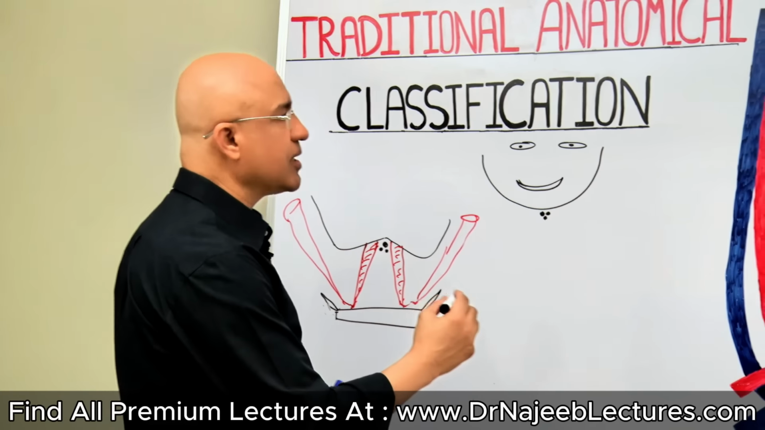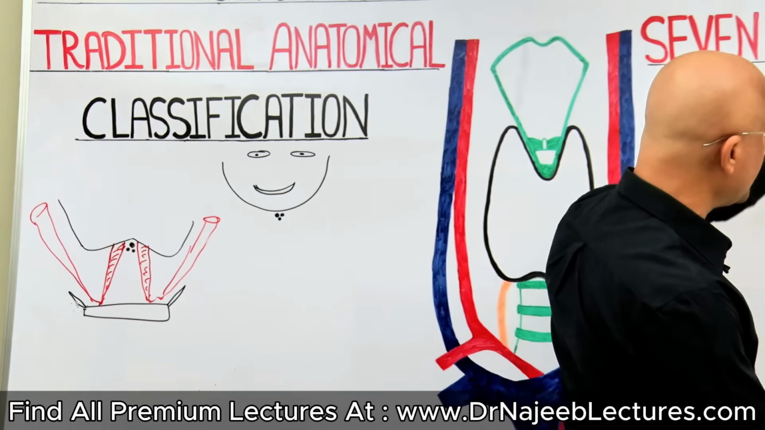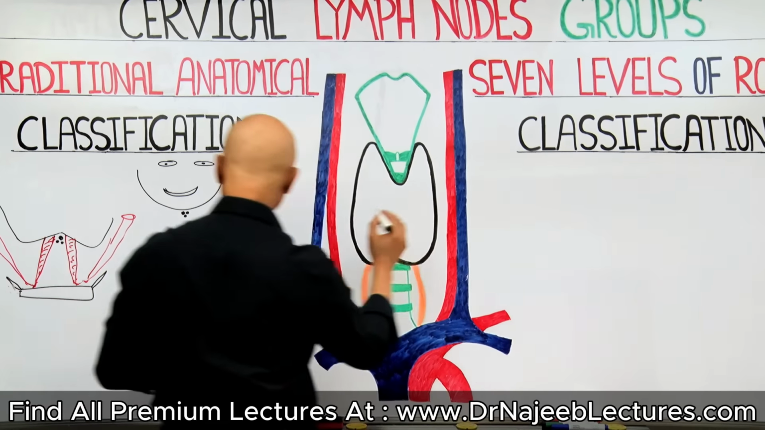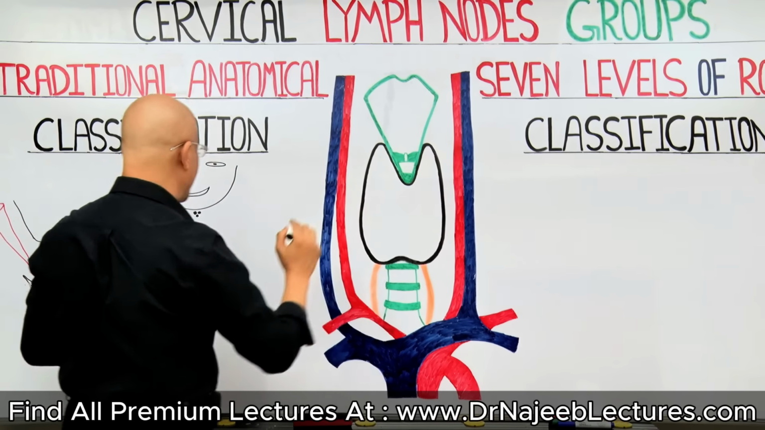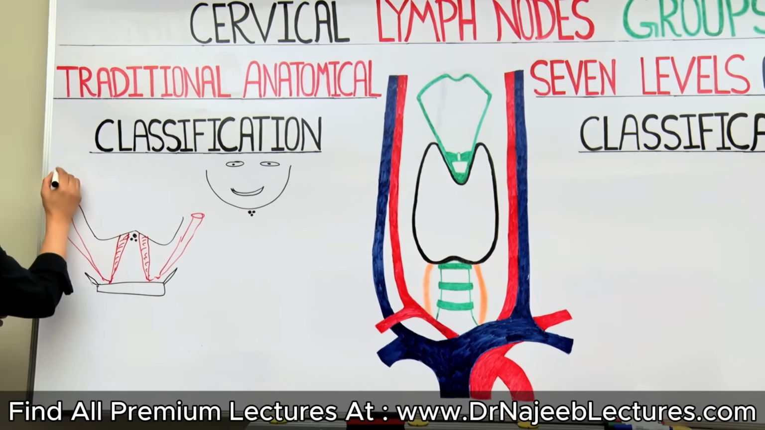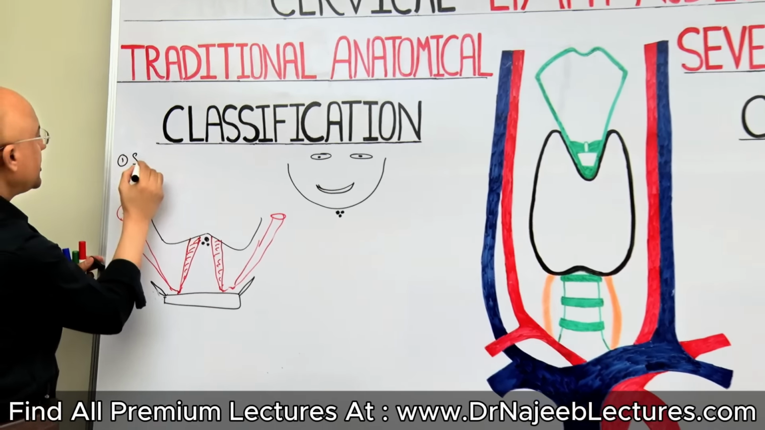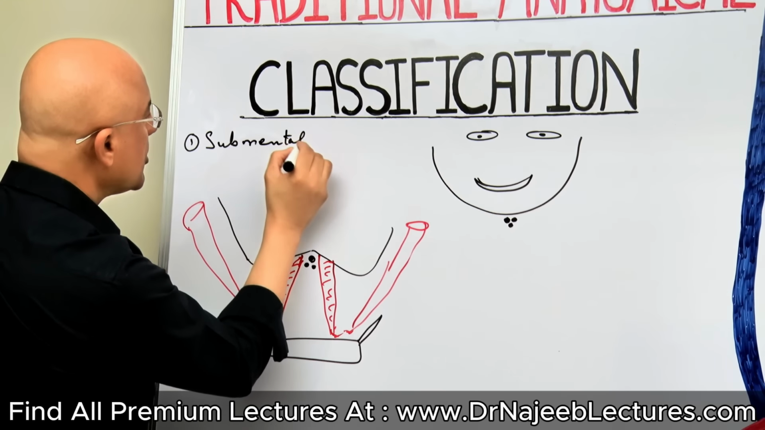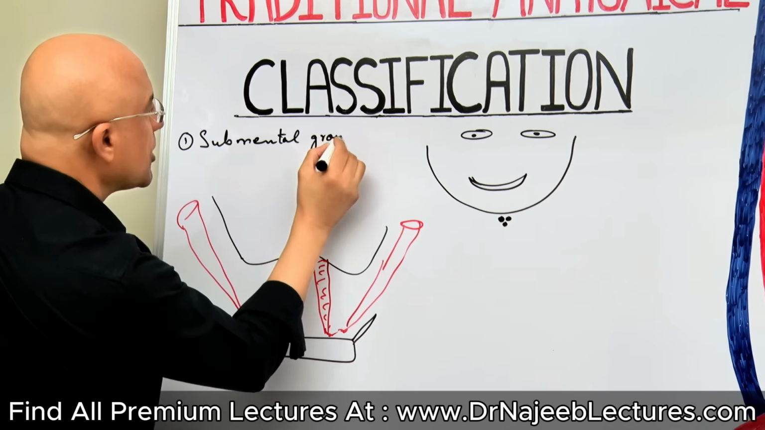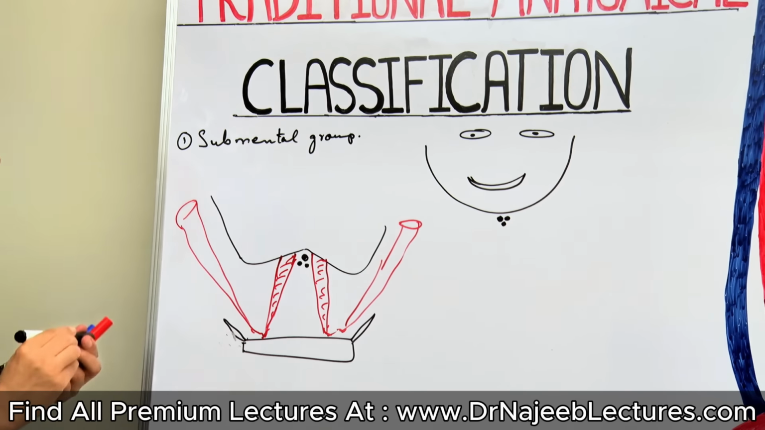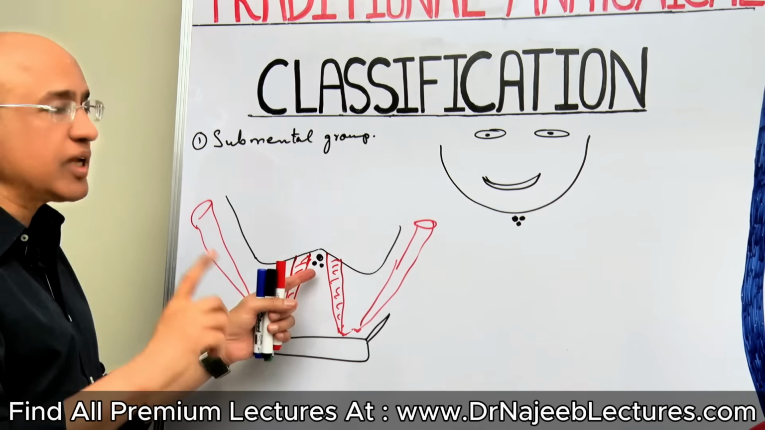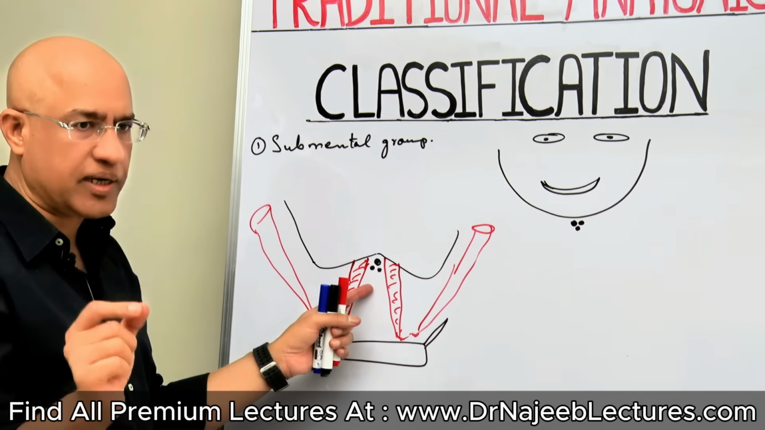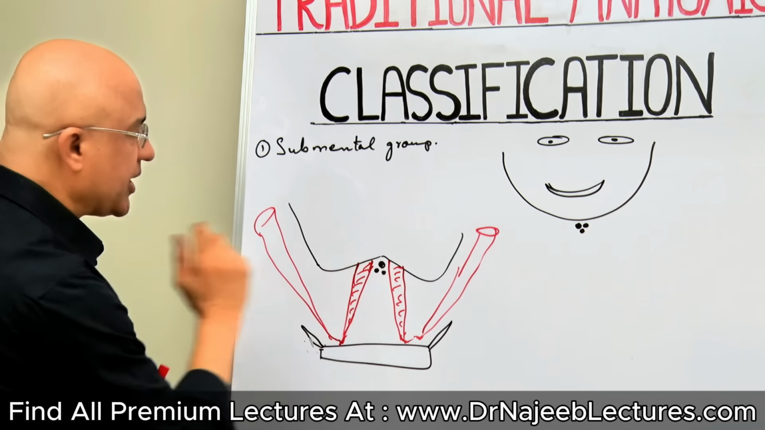So we will write it here. The classification I will discuss later, but here I am writing the submental group of lymph nodes. I will not talk about the drainage. First, I am going to do just the anatomical placements. So this is the submental group.